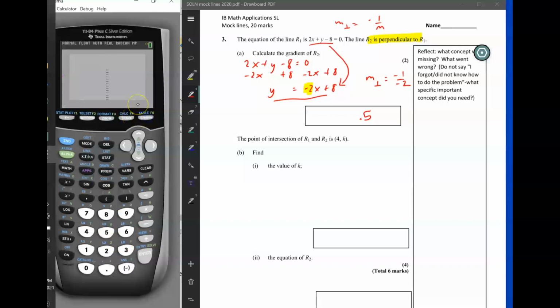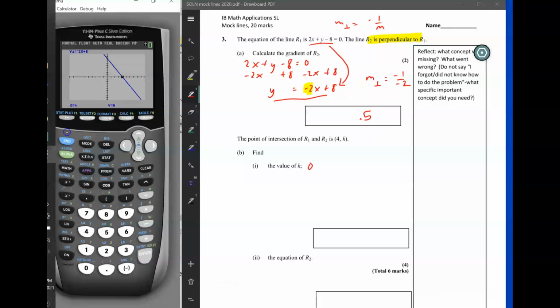There are a couple different ways you could find out what the y value is for the x value of 4. I'm going to show you a couple. First way is trace. We could do trace, x equals 4, and it'll give you that the y value is actually 0 at that point. So it turns out the value of k is 0.